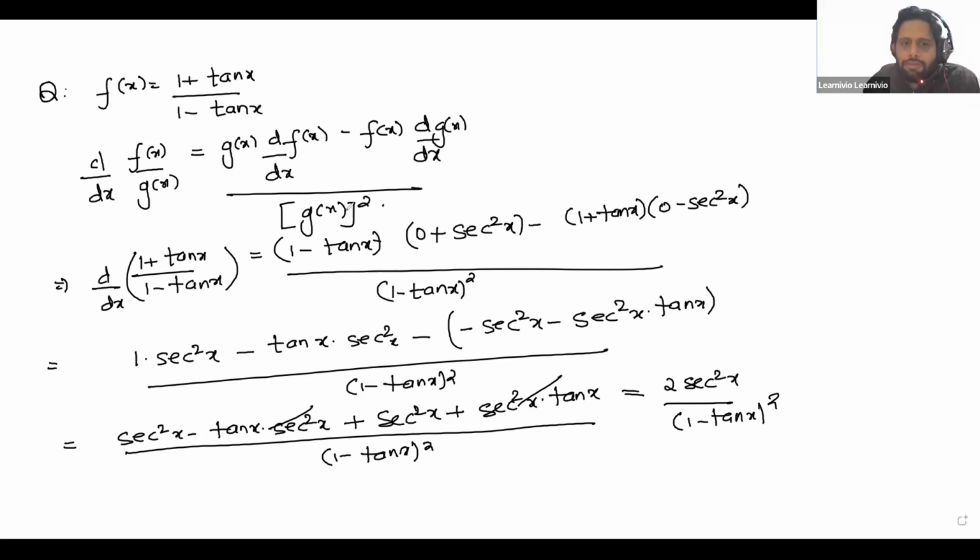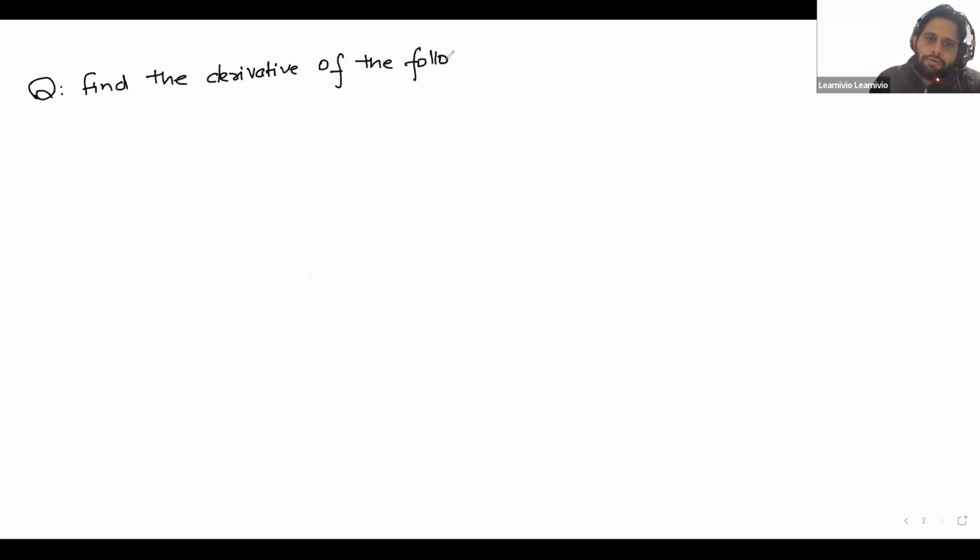Okay, so we have completed this chapter. Only the first principle method for 2 questions was remaining. Okay, so the question is: find the derivative of the following by first principle method.